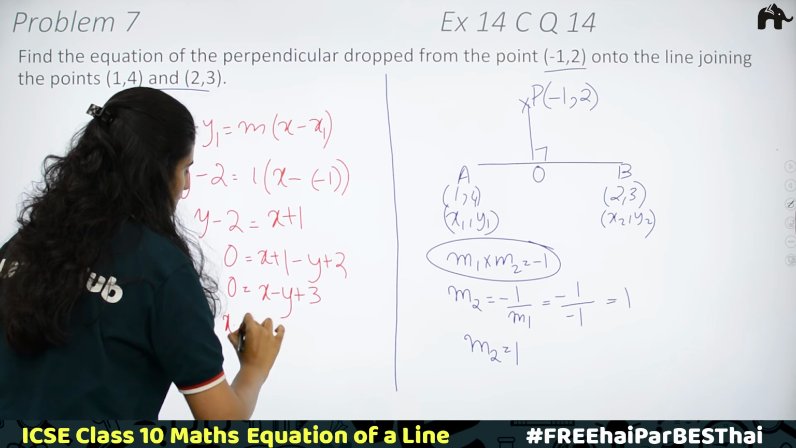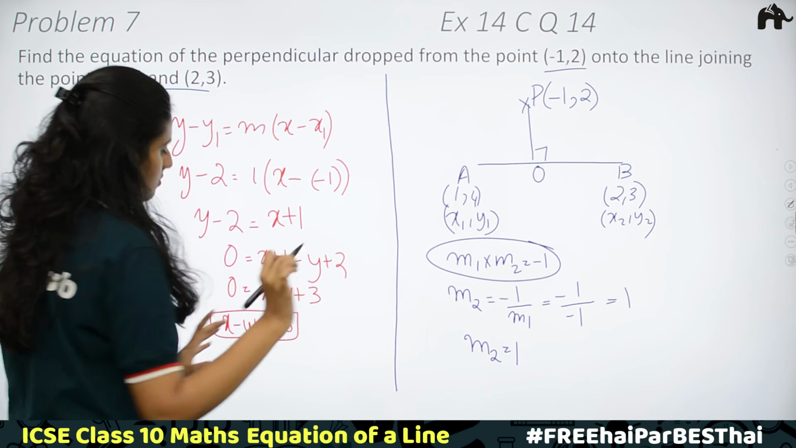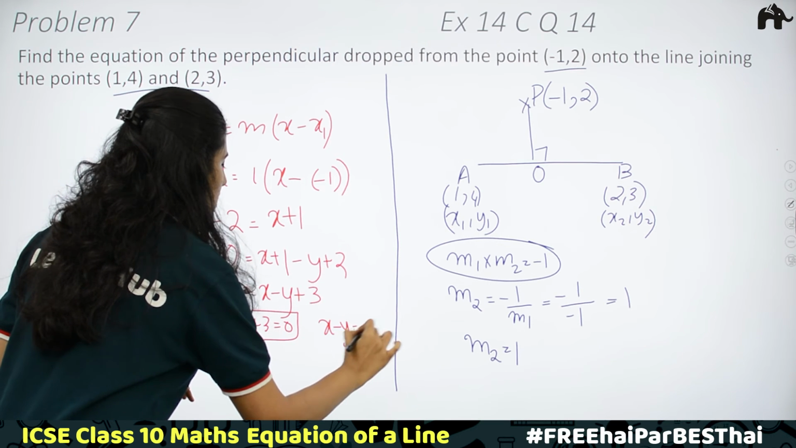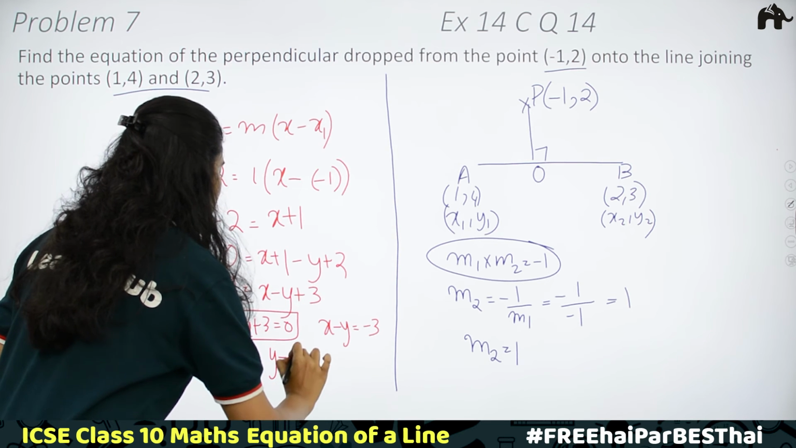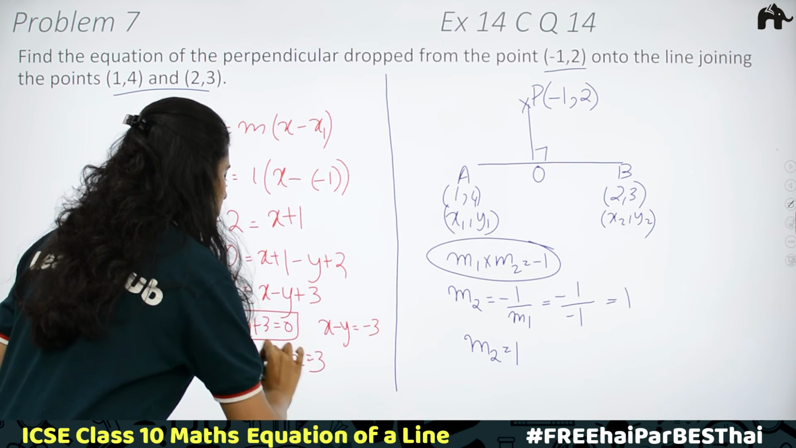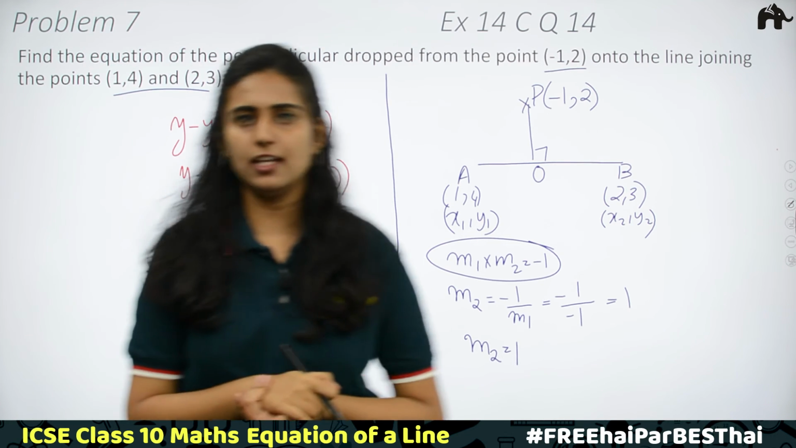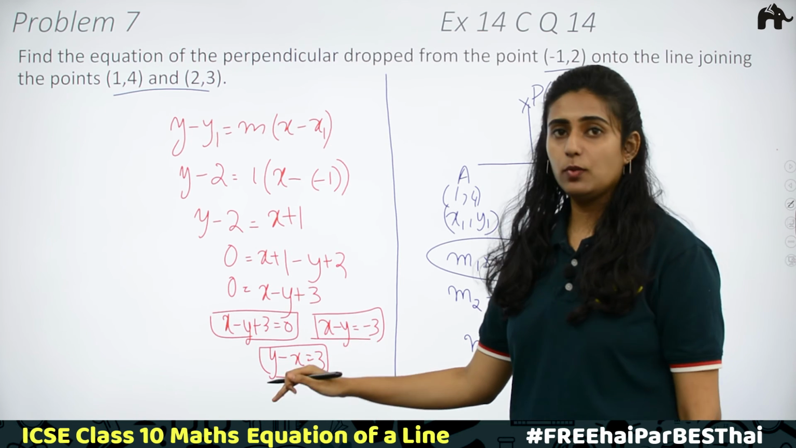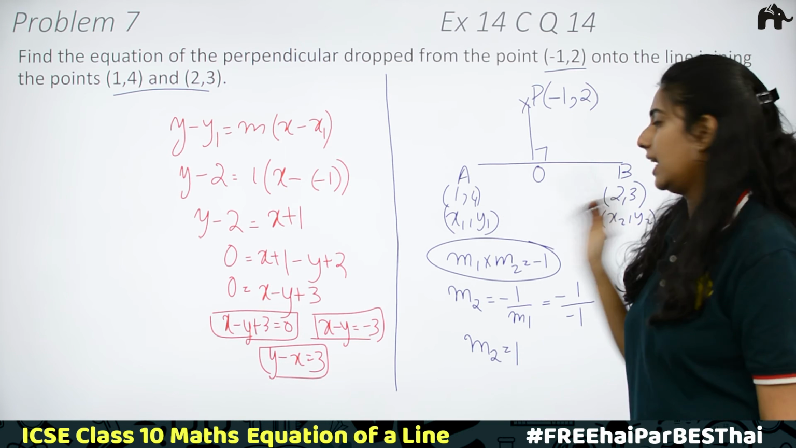Or we can write x minus y plus 3 is equal to 0 as one form of the equation. Or you can write x minus y is equal to minus 3. This is another form. Or y minus x is equal to 3. All these are acceptable equations, just making some rearrangements. Clear? So, this is the equation of the perpendicular which drops on AB.